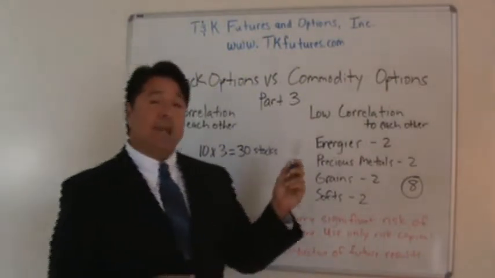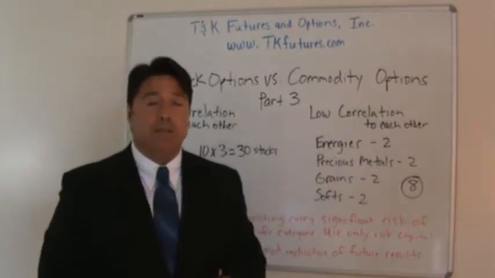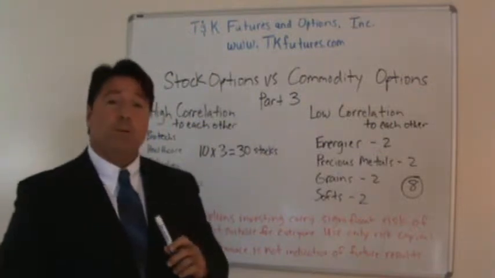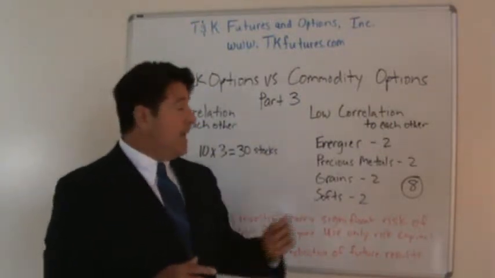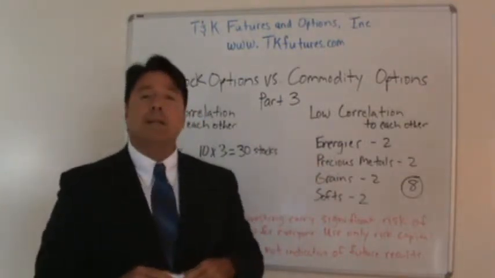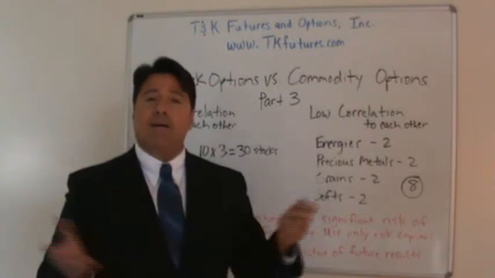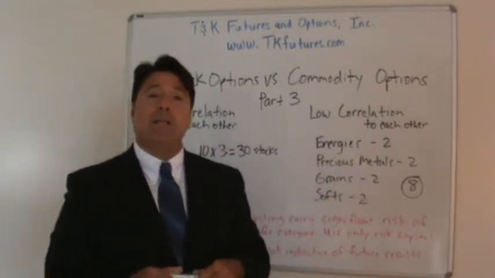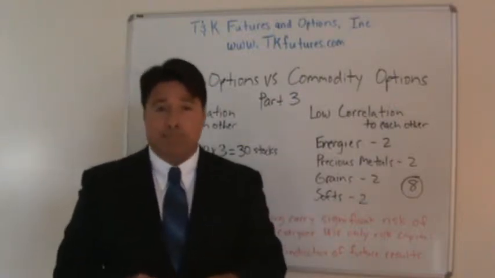Now this is not the case with commodities. Commodities have a very low correlation to each other. Let's go ahead and put up another hypothetical portfolio here. Let's say you have energies, precious metals, grains, and softs. Let's say in the energies you have crude oil and natural gas. Let's say your precious metals, you have gold and silver. And let's say grains, you have wheat and soybeans. And let's say softs, you have coffee and cotton.